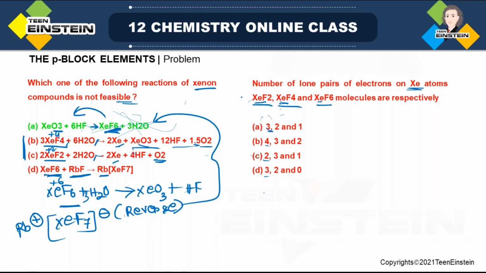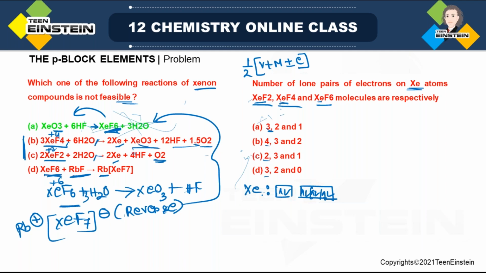First of all, you can use the formula that we have already seen: number of valence electrons, plus monovalent atoms attached, plus or minus charge. Now the plus or minus charge you don't have to consider, because all these are neutral molecules. Another way you can solve it: xenon, we know when it is in ground state, is ns2 np6.